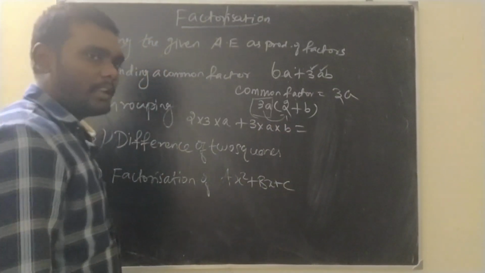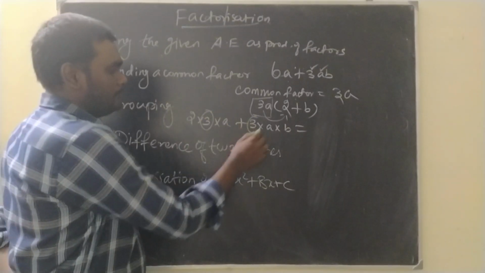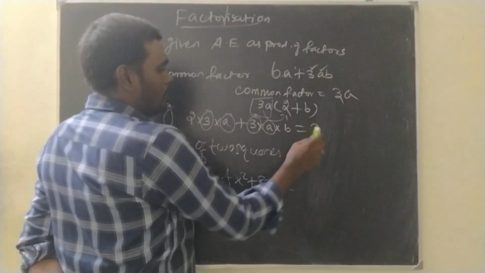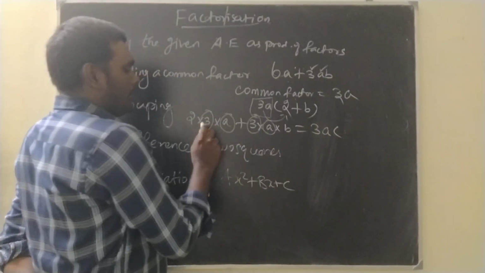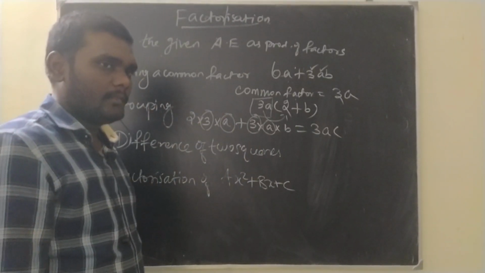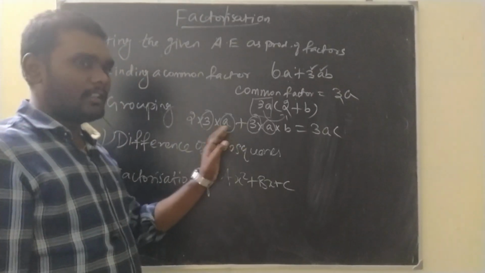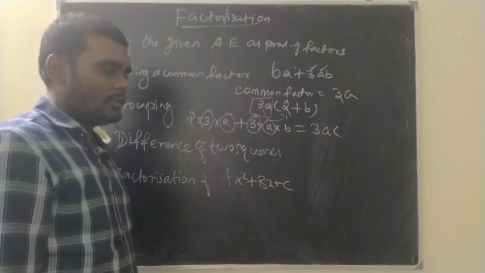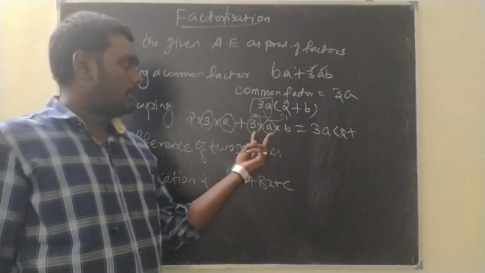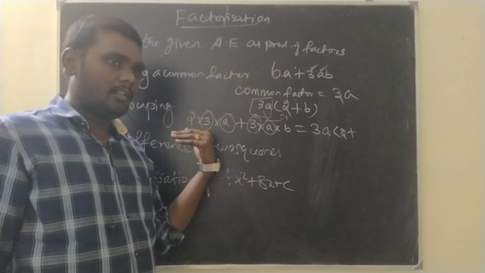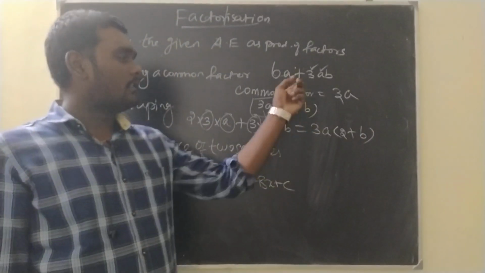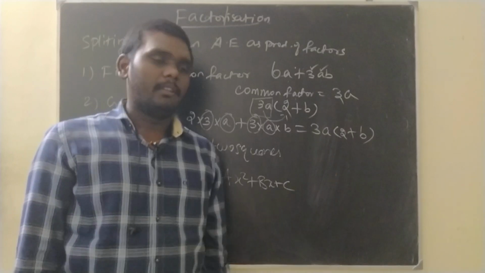Now look out for the common factor again. 3 is common, a is common. We'll write the 3 out, a out. If this 3 and a went out, what will be remaining inside? These two circled removed, then remaining 2. Okay. Plus, here also 3 and a taken out, then remaining b. Which one would be easy for you? This HCF or this grouping method?